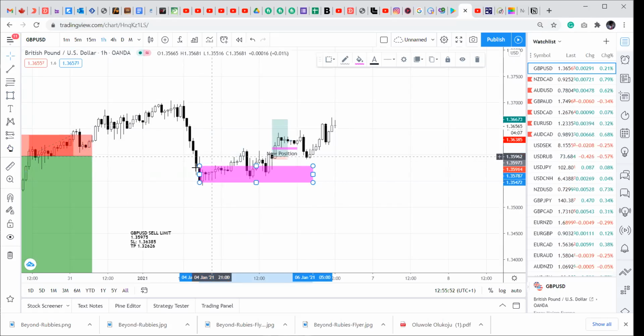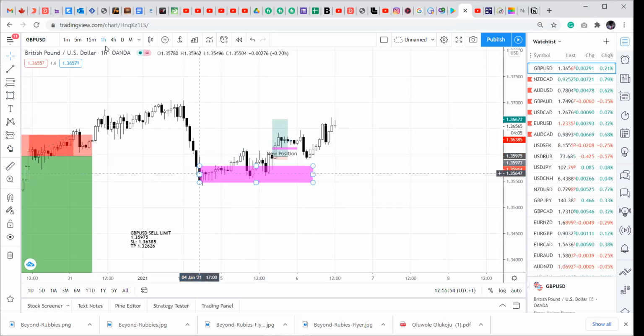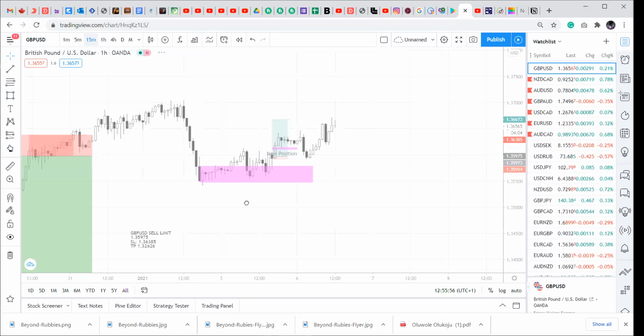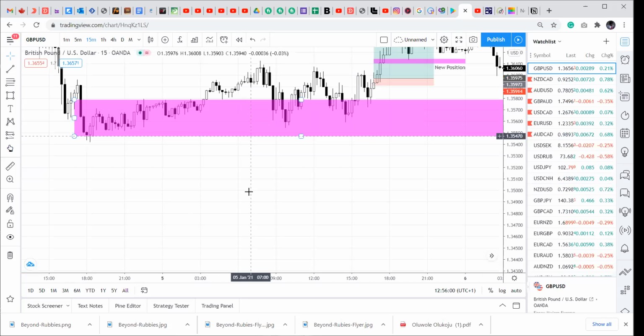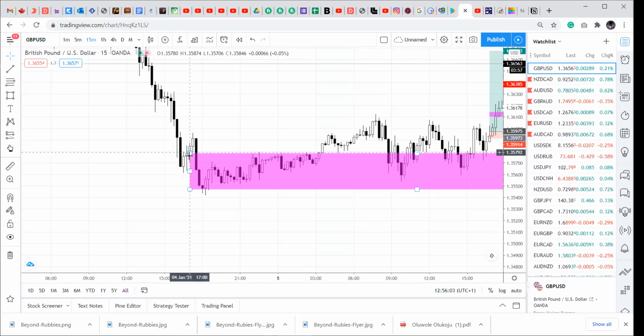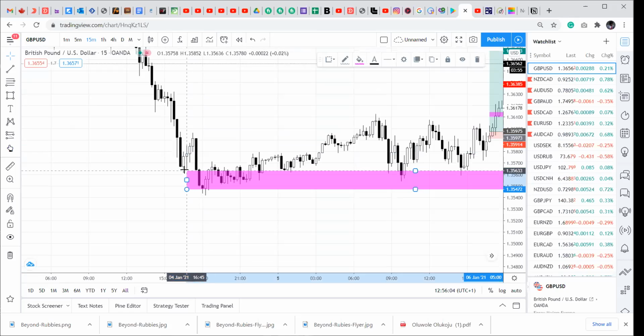This was the last sell candle, you can see. All right, this was on 1 hour. I can go down on 15 minutes so that I can refine it more. Now on 15 minutes, this was the last. Look at it.